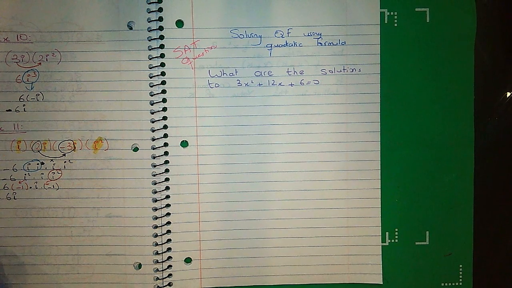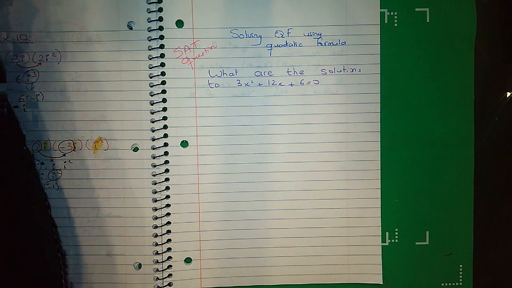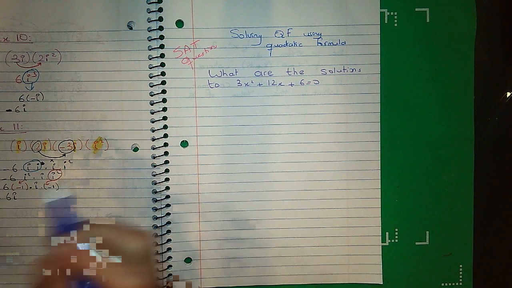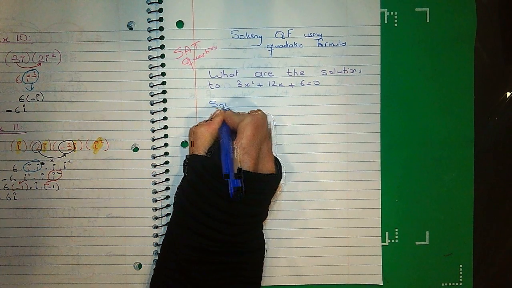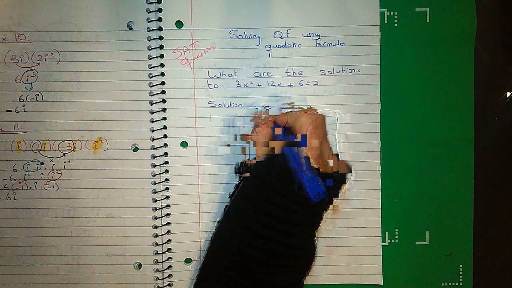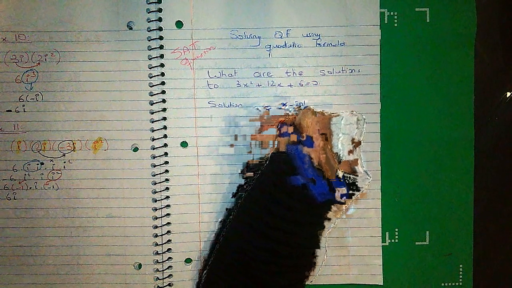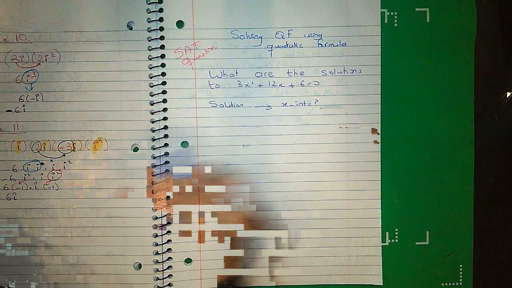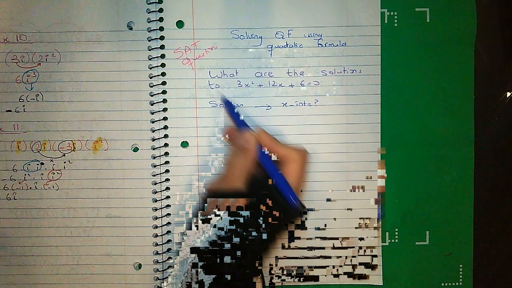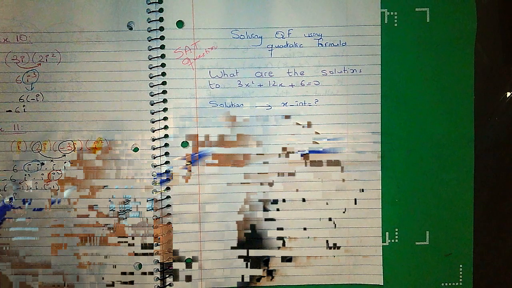One of the questions that I got from the SAT practice is, what are the solutions to 3x squared plus 12x plus 6? And as we said last time, when we talk about the solution of the function, we automatically know that we're asking about the x-intercept, or what's going to make the value of x in this function equal to 0.